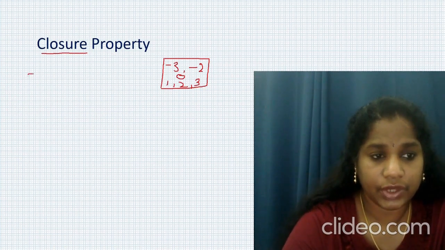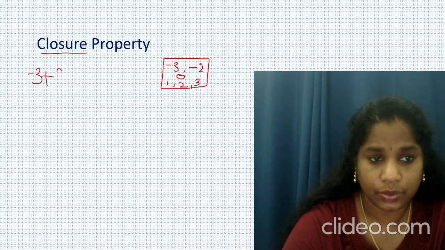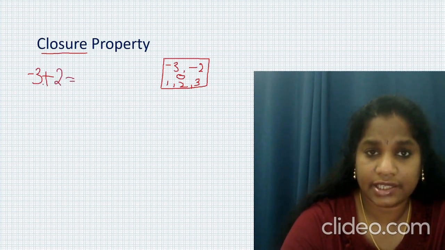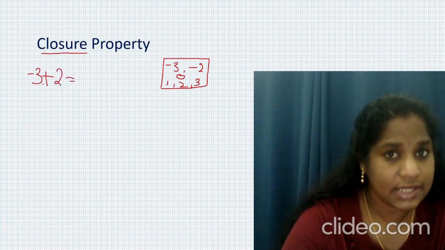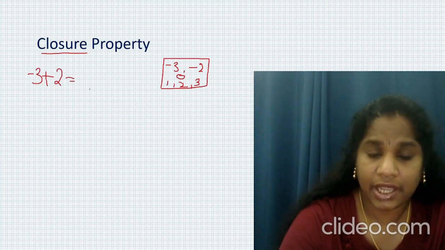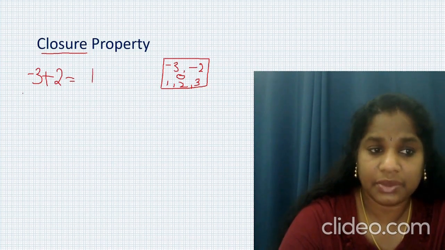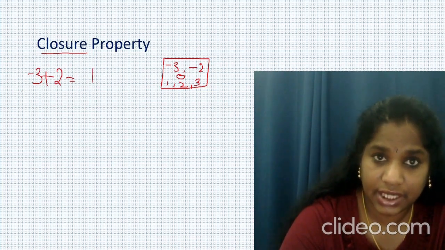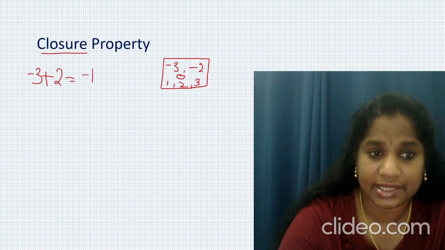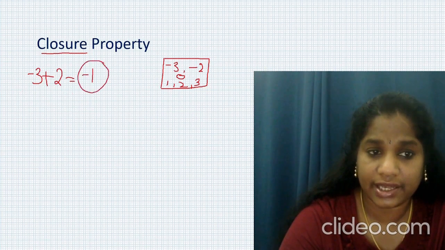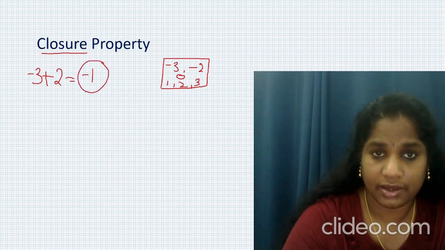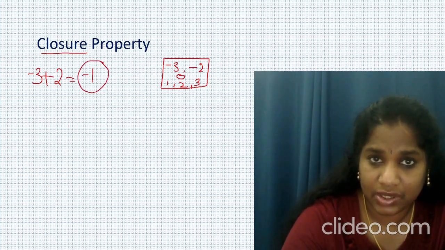We have 2 integers, -3 plus 2. What did I say in the previous class? If you have one negative and one positive, which operation will take place? Subtraction. So 3 minus 2 is 1. But which is the greater number? 3 is the greater number and that is negative. So our result will also be negative. So -1. Does it fall inside this box?